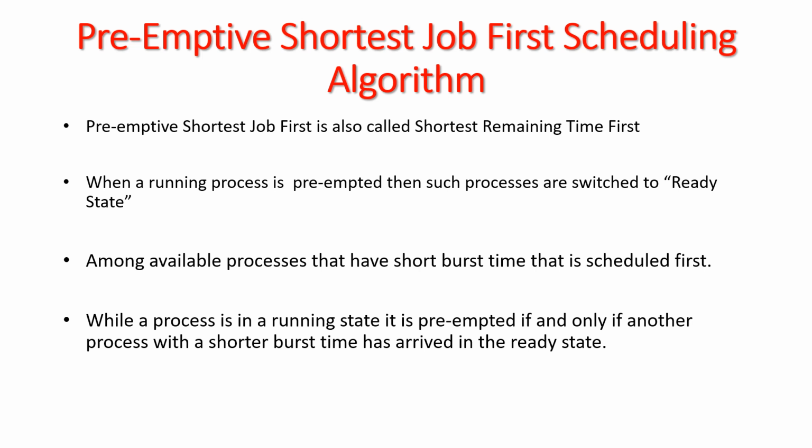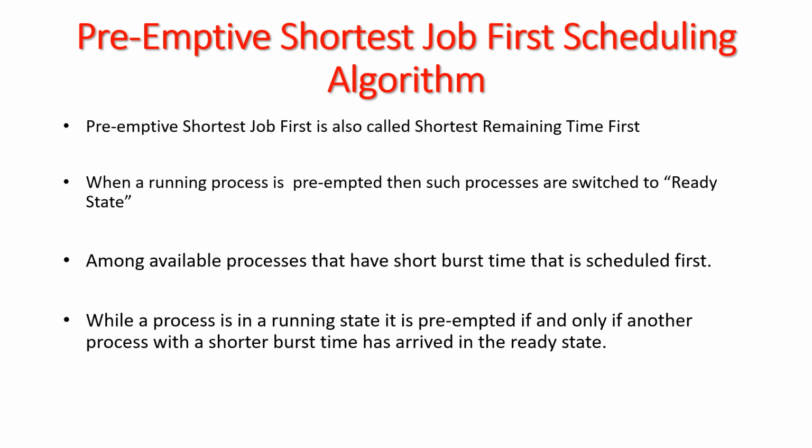And among the available processes, the one that has the shortest burst time is scheduled first. It means among the processes available in the ready queue, the process which has the shortest burst time is given the CPU for its execution. And the last point is, while a process is in a running state, it is preempted if and only if another process with a shorter burst time has arrived in the ready state.